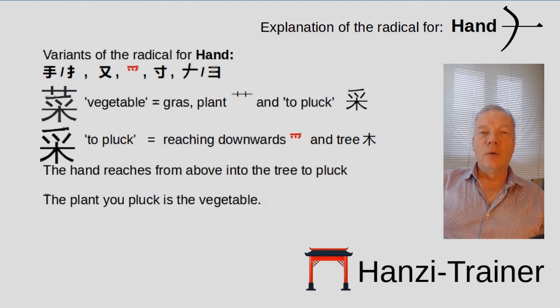Now let's come to the memory phrase for vegetable. This comprises, as I already said, the images for grass or plant and to pluck. The memory phrase is, the plant you can pluck is the vegetable. I think it becomes rather easy to memorize the characters when you are aware of their components.